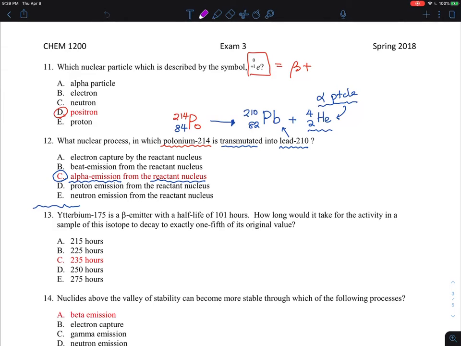Then you look for the helium particle emission. Unfortunately, they don't say that. They just say we call it an alpha particle for historical reasons. So you can say alpha emission from the nucleus. Okay, so that's what I say.